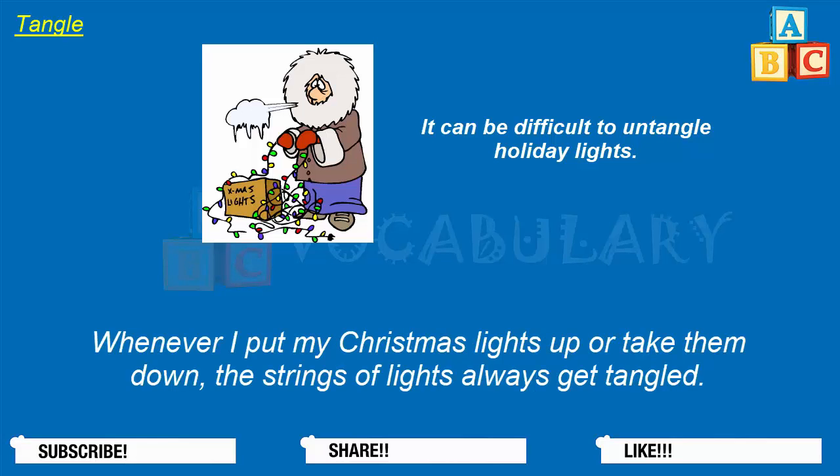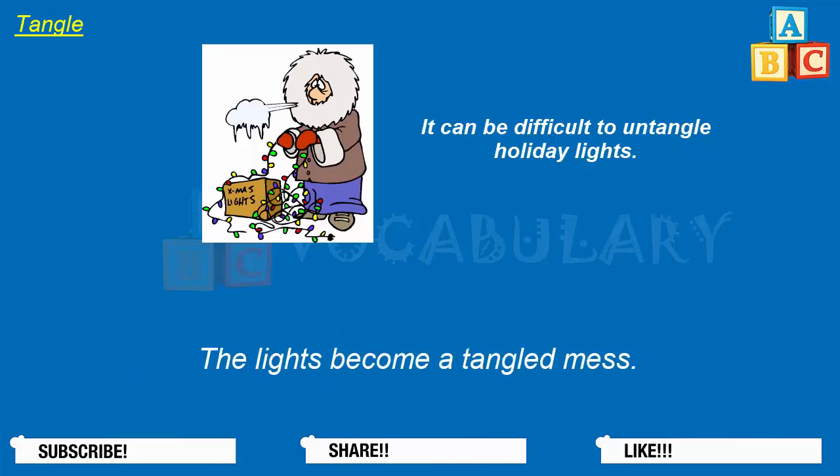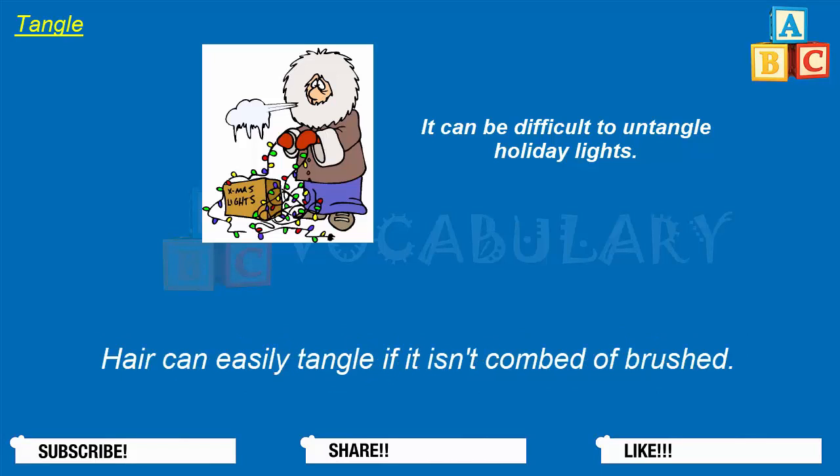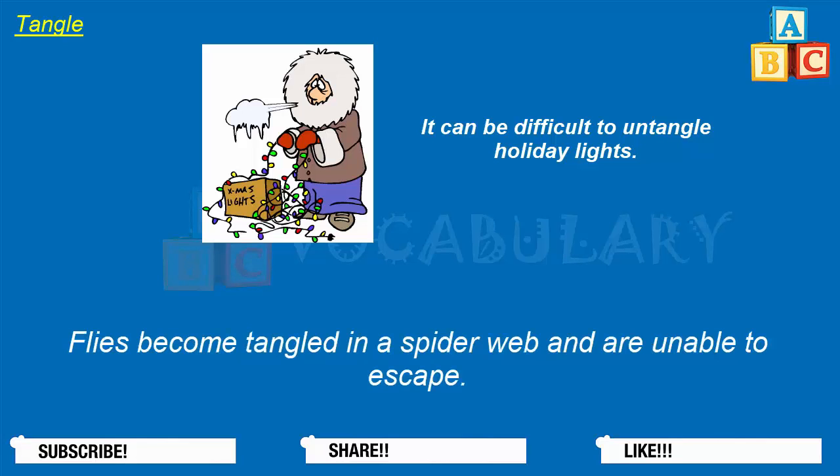Whenever I put my Christmas lights up or take them down, the strings of lights always get tangled. The lights become a tangled mess. Hair can easily tangle if it isn't combed or brushed. Flies become tangled in a spider web and are unable to escape.